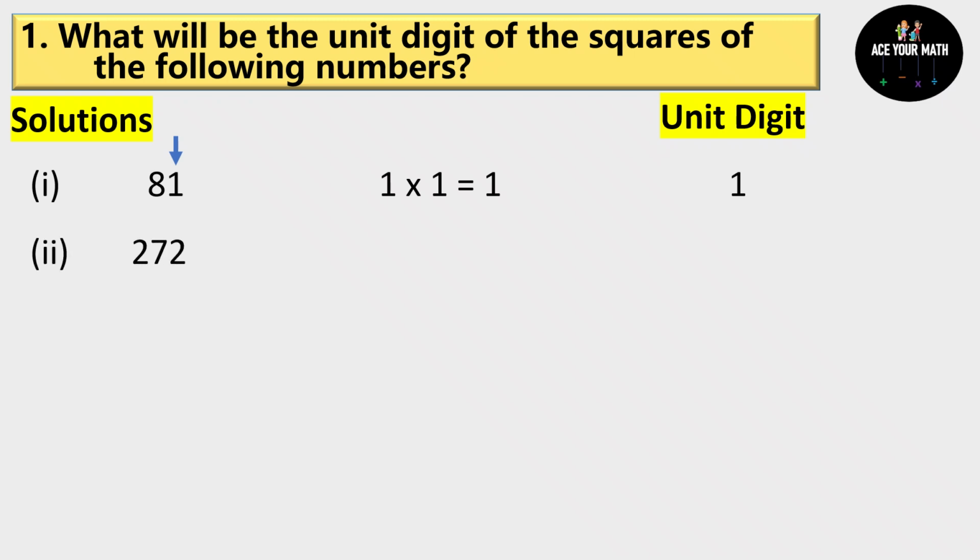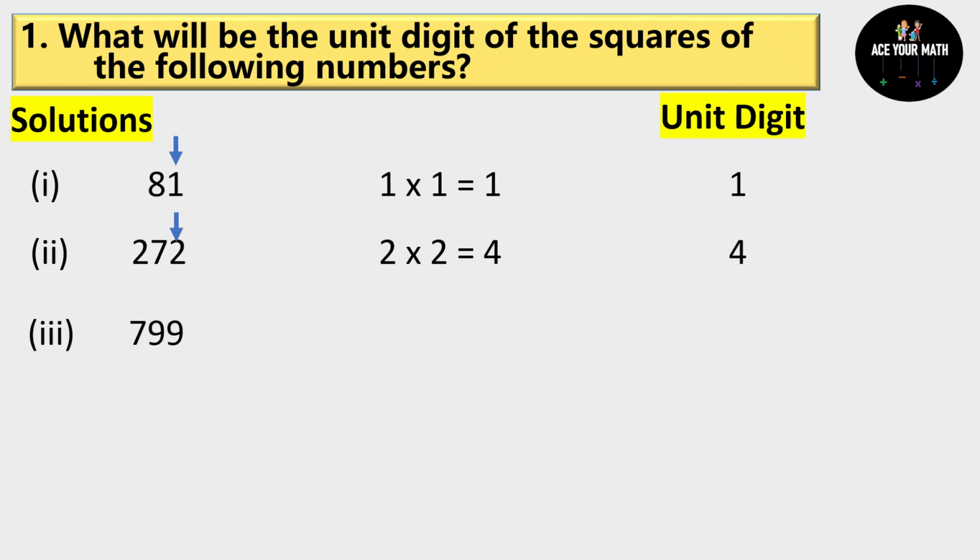Now you look at the second question. It is 272. So what is the unit digit in 272? It is 2. So when you multiply 2 by 2, what do you get as the answer? You get 4 as the answer. So your unit digit is 4. It means when you multiply 272 by 272, you will get 4 in the unit digit. Look at the third question.